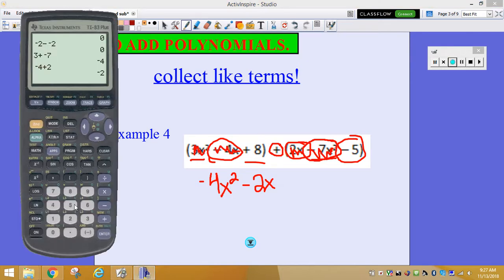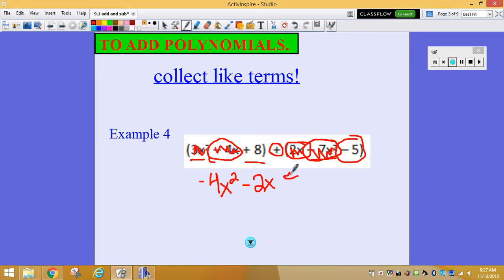All right, I got a positive 8 that I can add to a negative 5. So if I do 8, my middle sign is addition. And then I got a negative 5. That gives me a positive 3. So when I combine all of these things, my final answer is negative 4x squared minus 2x plus 3.